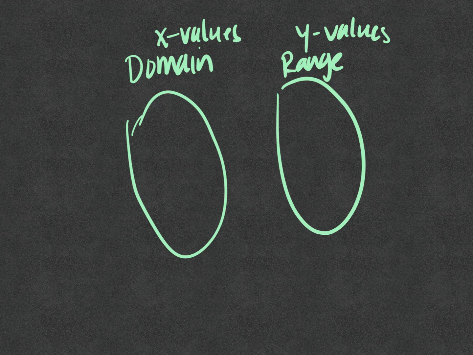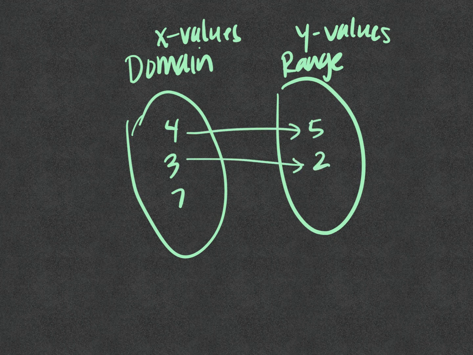And let's say we have 4, 3, 7, and 5, 2. So 4 gets mapped to 5, 3 gets mapped to 2, 7 gets mapped to 2. This is a function because each x gets mapped to its own different y value. Okay?